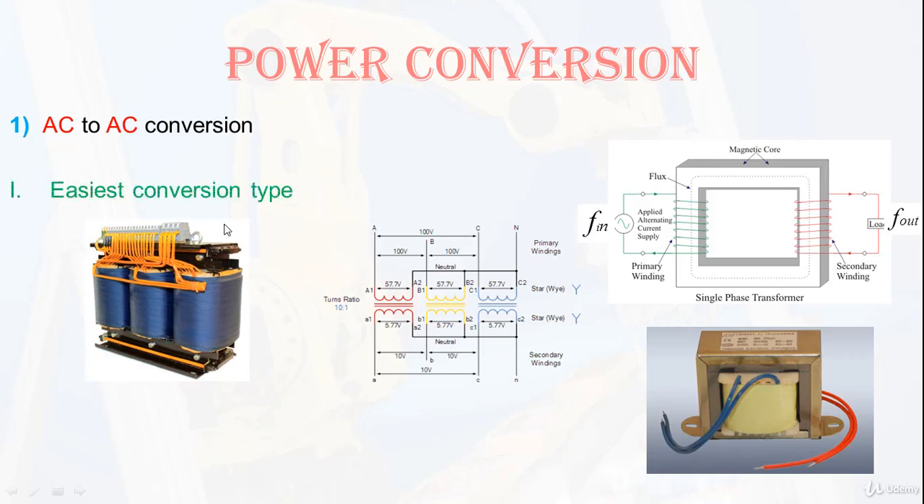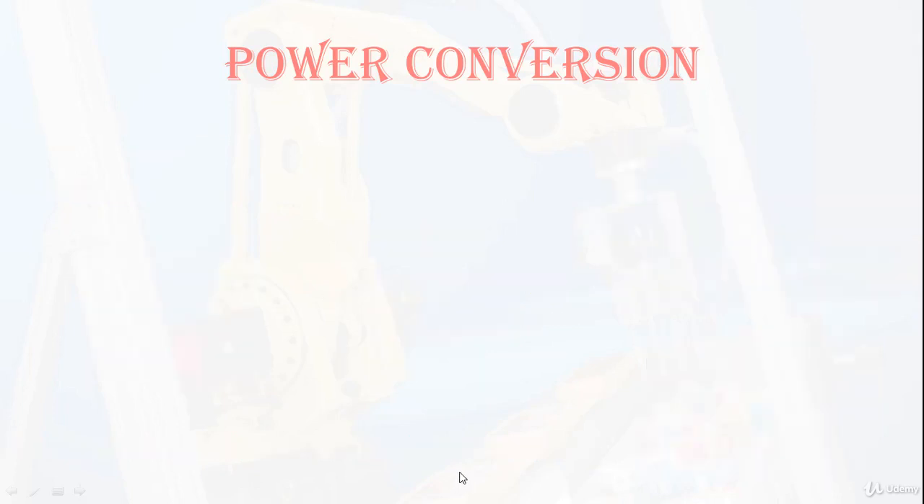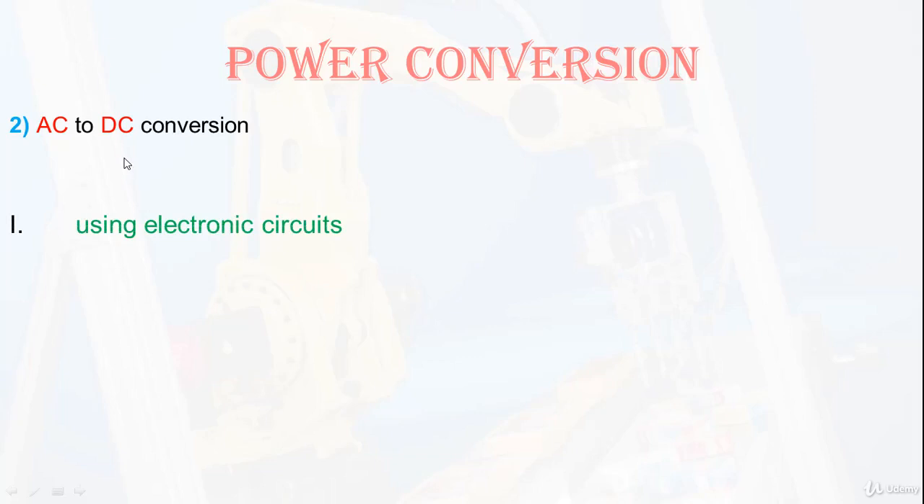So it's the easiest type of conversion. When we convert from AC to AC, it's the easiest one. It doesn't need complex circuits or complex electronics, so it's done easily. And as we have talked about, the input and output signals will have the same frequency.